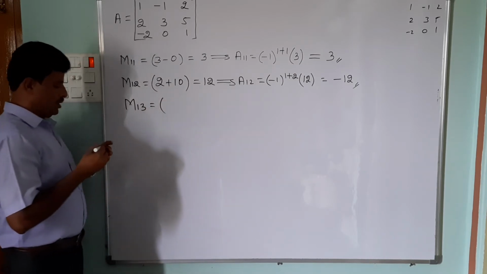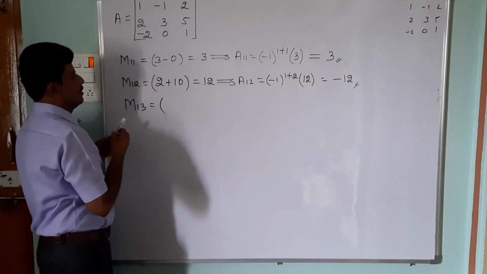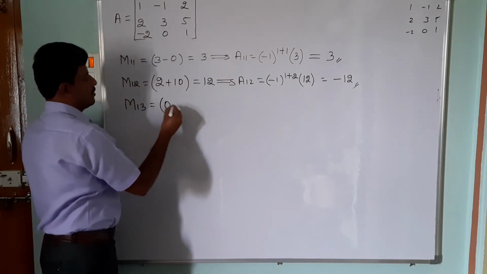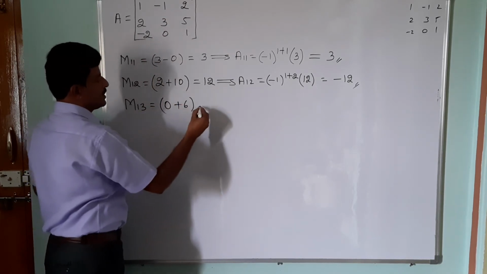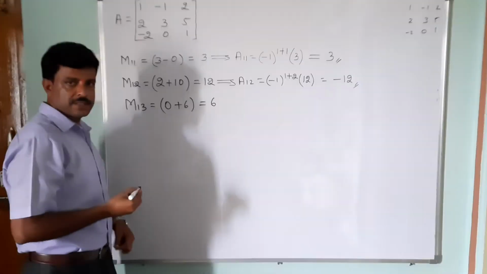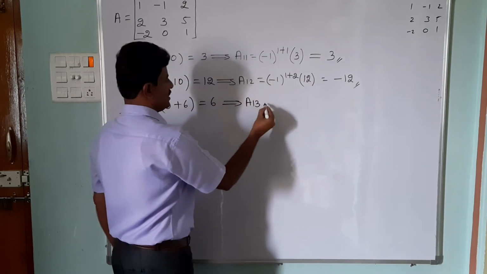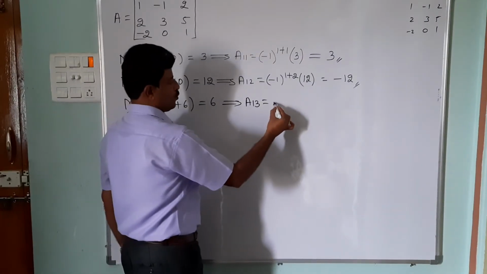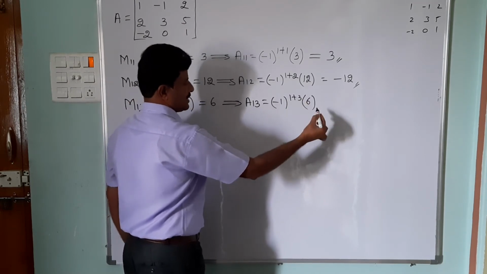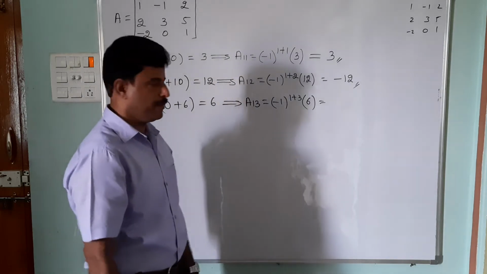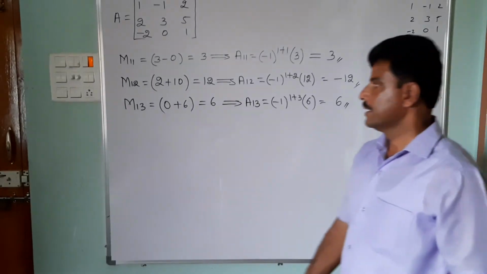Next, find M13. Close that column and row: 2 3 minus 2 0. 2 into 0 is 0, minus into minus is plus, 2 threes are 6, so 0 plus 6 is equal to 6. Then A13 is equal to minus 1 whole to the power of 1 plus 3 into the minor 6. 1 plus 3 is 4, an even number, positive, so that is equal to 6.